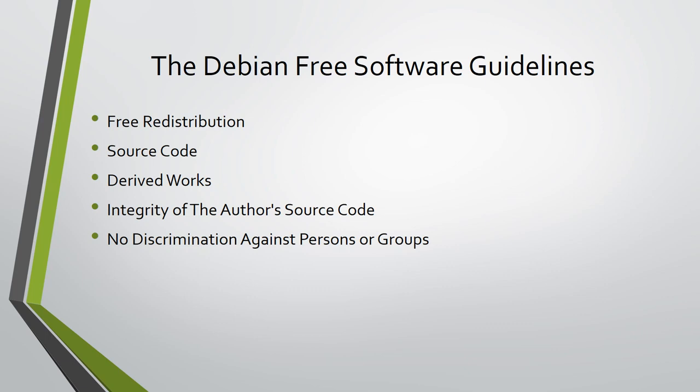Free redistribution. The license of a Debian component may not restrict any party from selling or giving away the software as a component of an aggregate software distribution containing programs from several different sources. The license may not require a royalty or other fee for such sale. Source code. The program must include source code and must allow distribution in source code as well as compiled form.